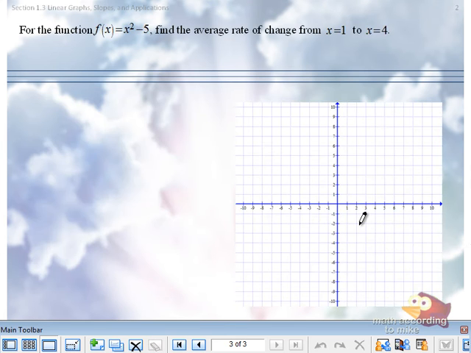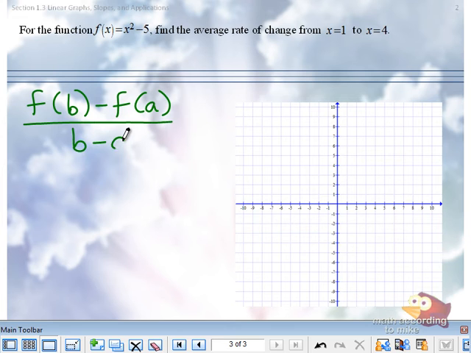For the function, f of x is x squared minus 5. Find the average rate of change from x equals 1 to 4. The graph is something we're going to do later, so don't worry about sketching the graph just yet. Let's focus on the average rate of change. So the formula for average rate of change: f of b minus f of a all over b minus a.